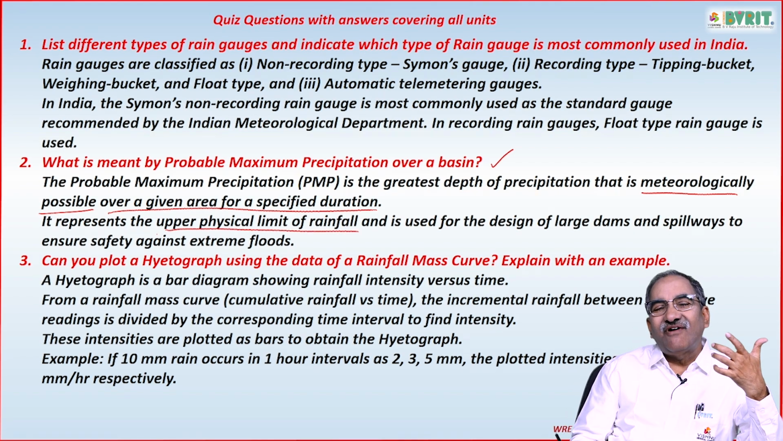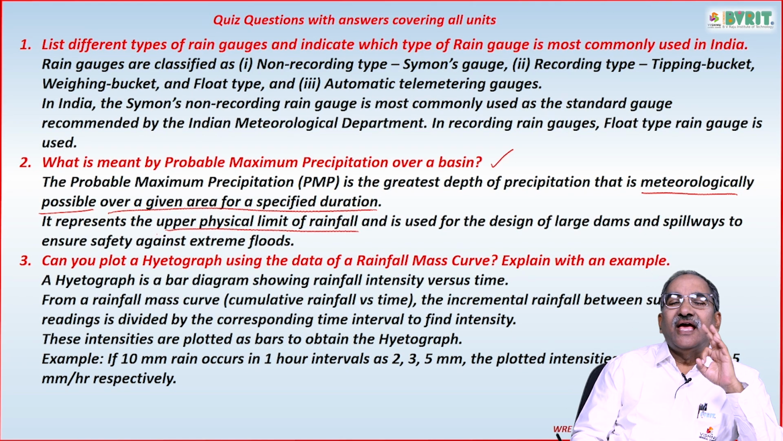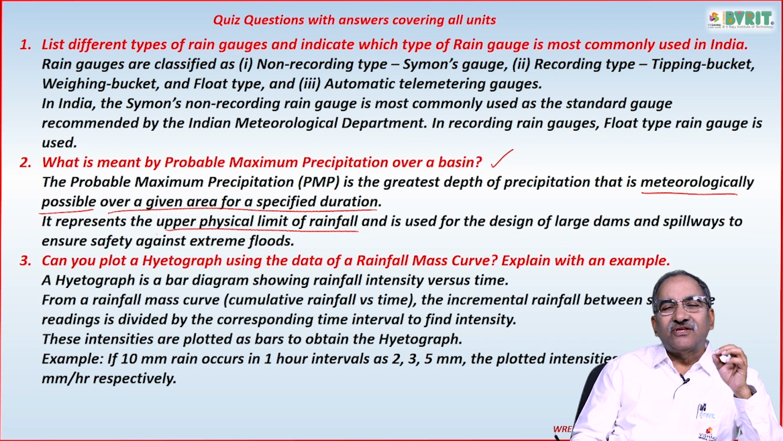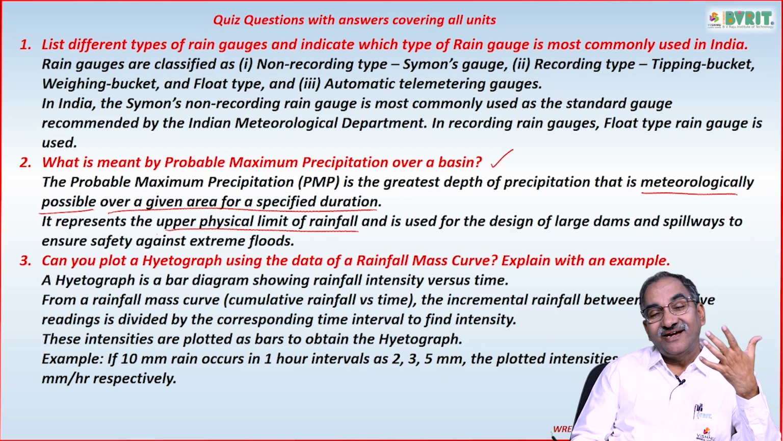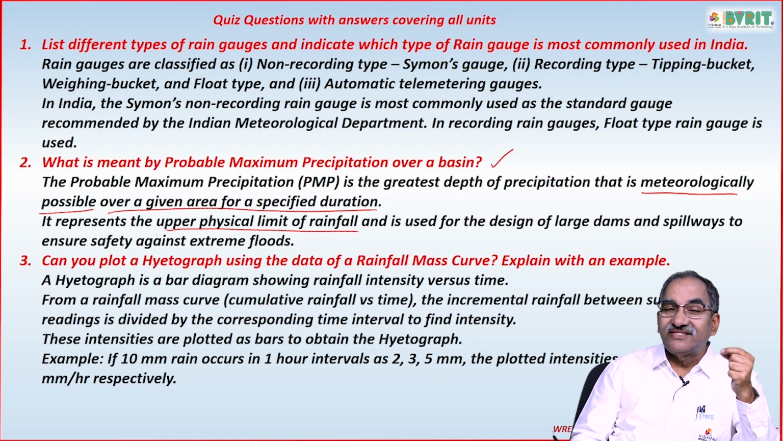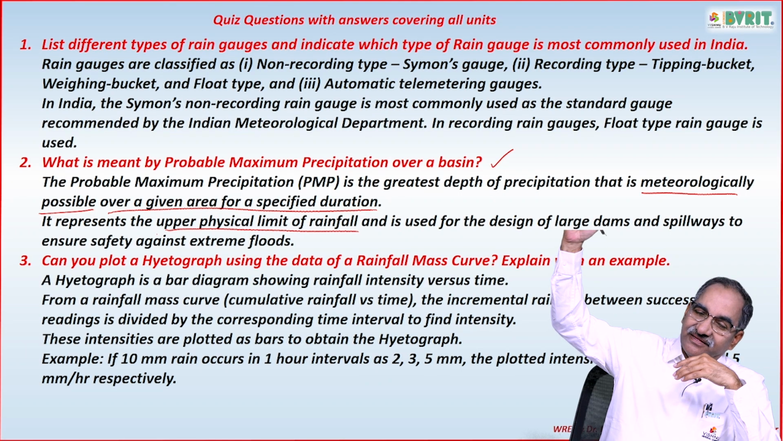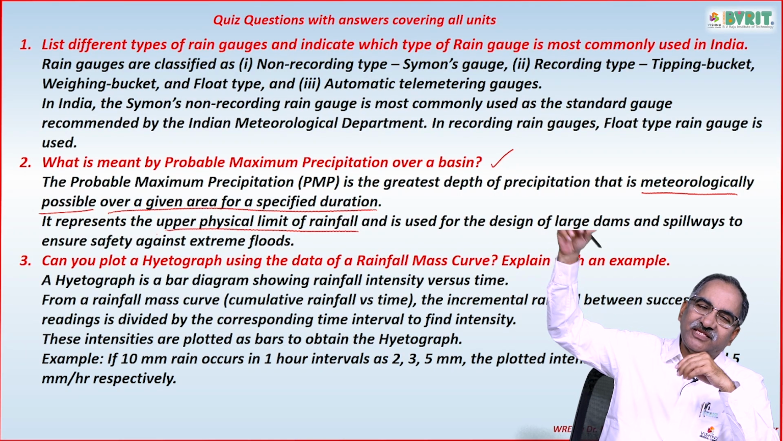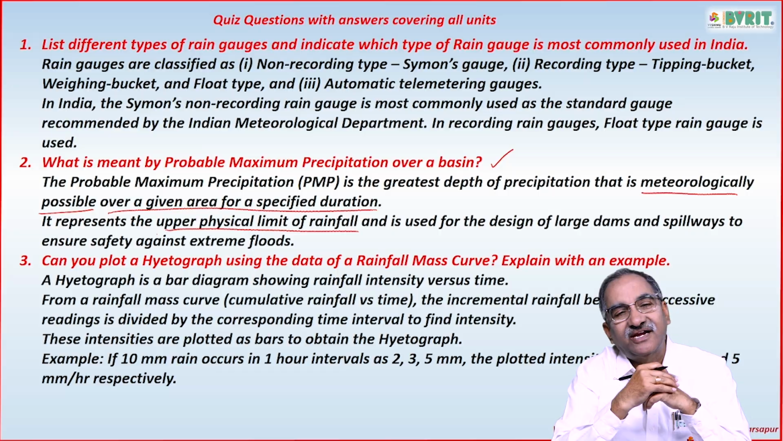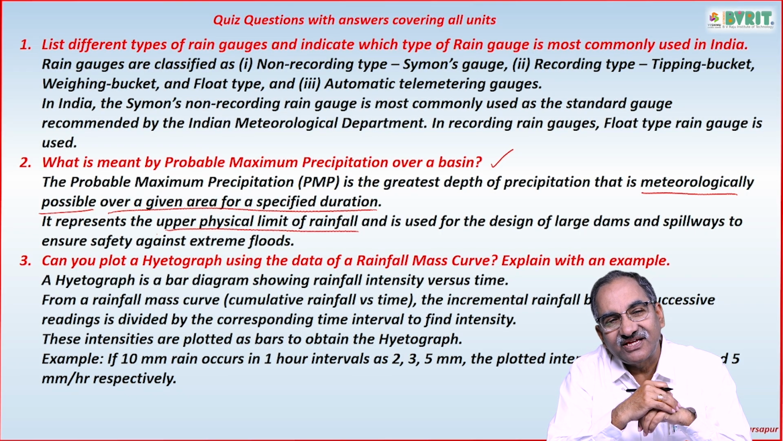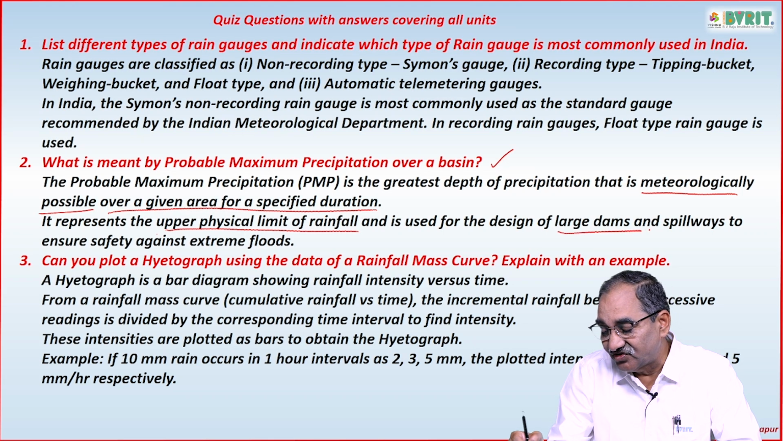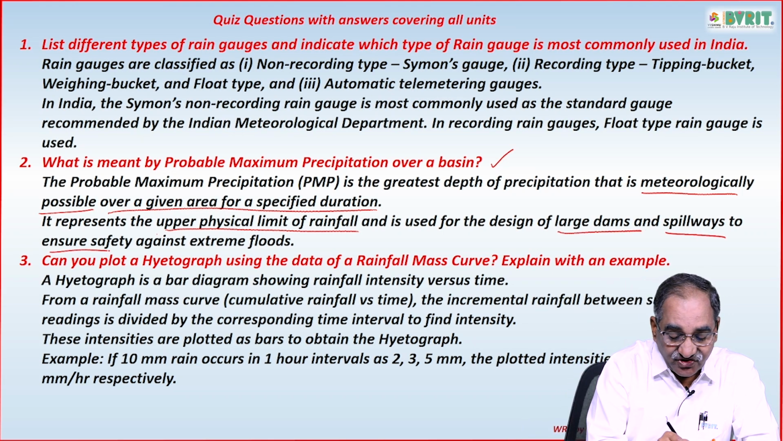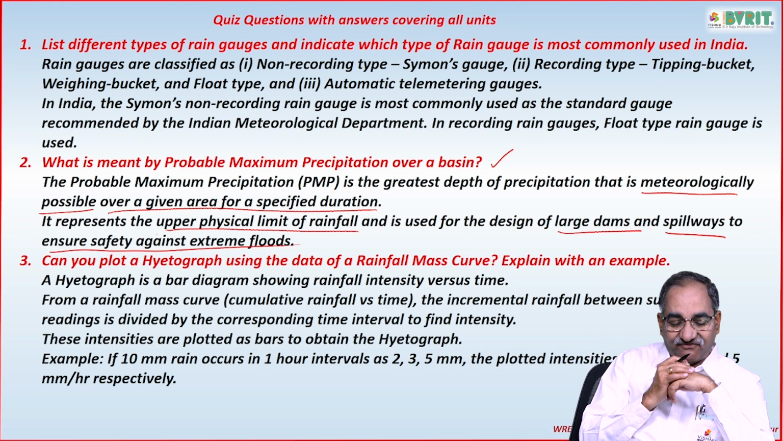Why do we require this probable maximum precipitation? Especially in the design of hydraulic structures such as dams, which are supposed to serve the population, the people, for over 100 years, 200 years. For such things, you need to estimate the maximum precipitation that is possible as per the meteorological conditions. That is what we need to understand. Especially this is used for large dams and spillways, and ensures safety against extreme floods.